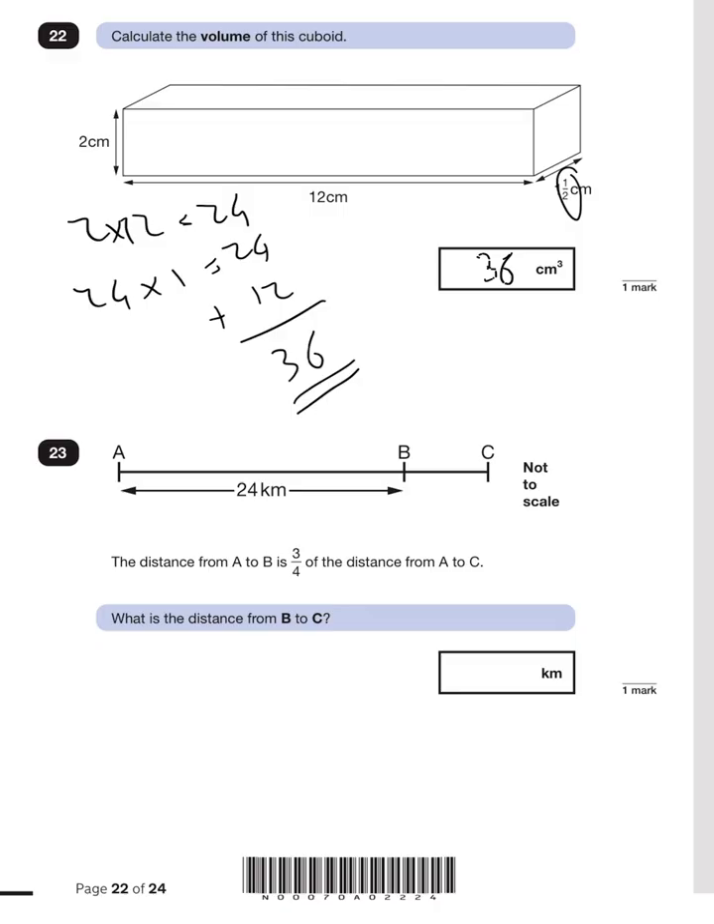Number 23. The distance from A to B is 3/4 of the distance from A to C. What's the distance from B to C? Okay. From B to C. Okay. So 3/4 of AC equals 24. BC would be 1/4 of that distance.